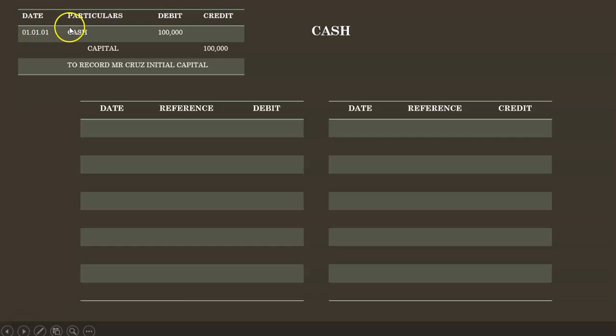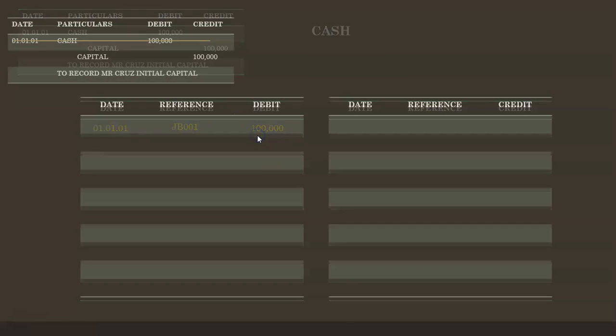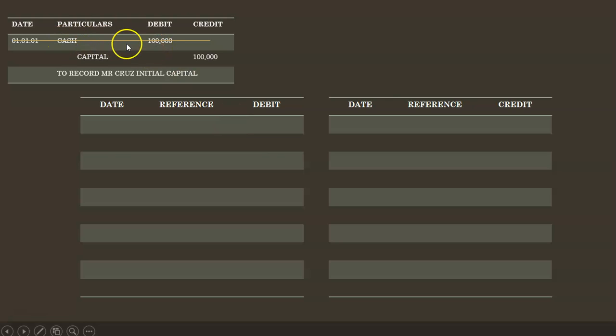Let us post this cash. So we have here the account title at the upper part, the cash, of course. So let us post this cash. Let us imagine that we put a code. I forgot to put the code with our journal entry. So I have here JB001, meaning to say our first entry with our journal book. Yeah, 100,000. Okay, we are done with our cash. Let us now proceed to capital.